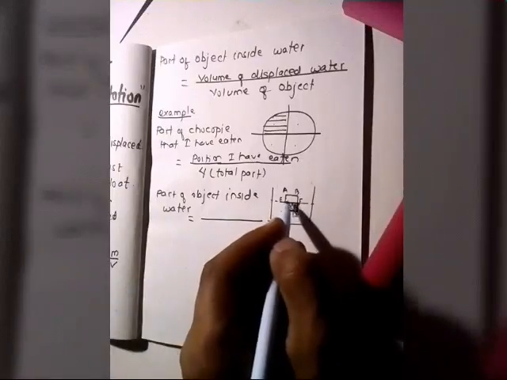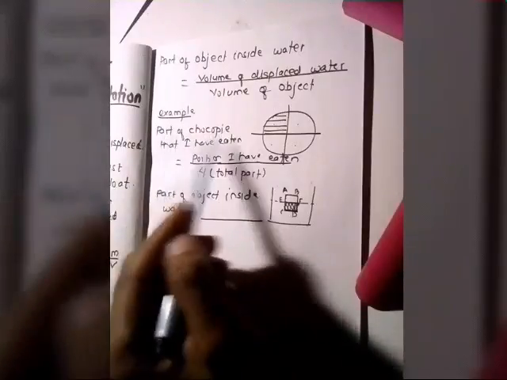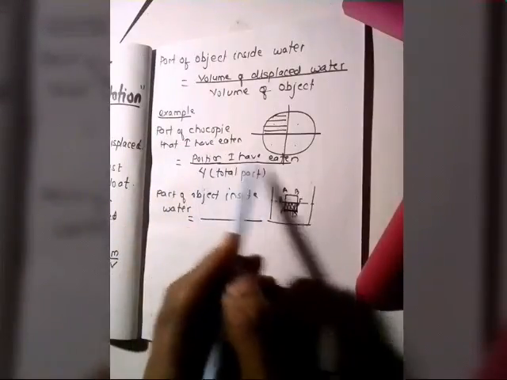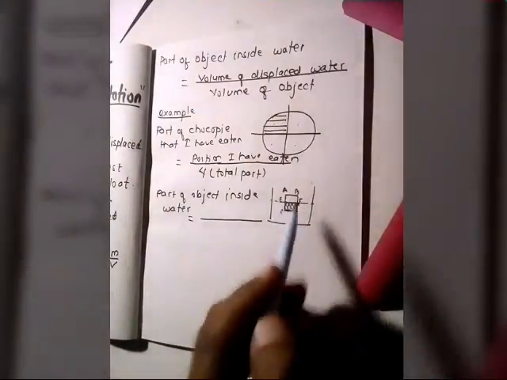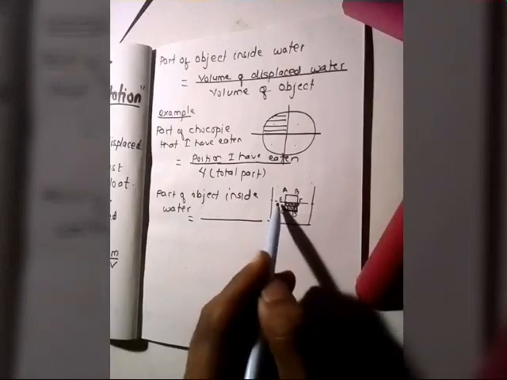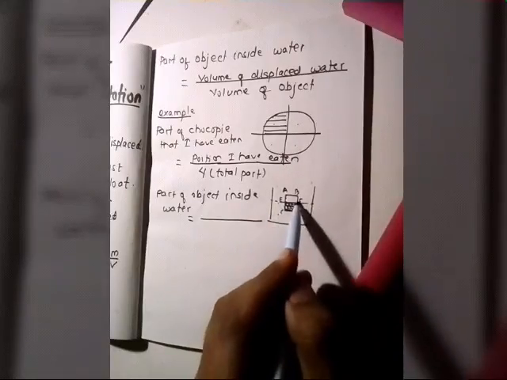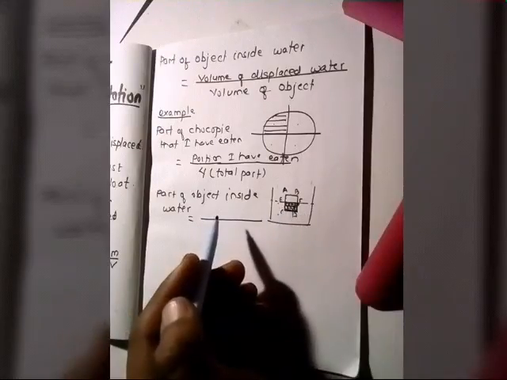Okay, so here we have the part of the choco pie that I have eaten. That is the portion we have eaten. Similarly, in this case, the part that is inside the water is this portion, that is E, C, D, F. Now this is the part that is inside the water.